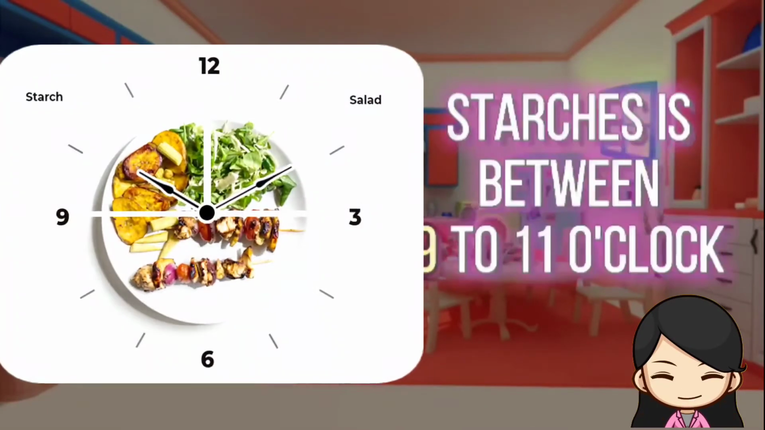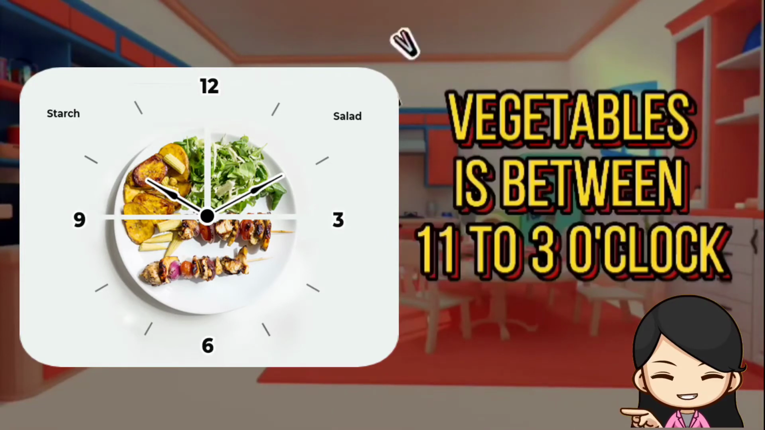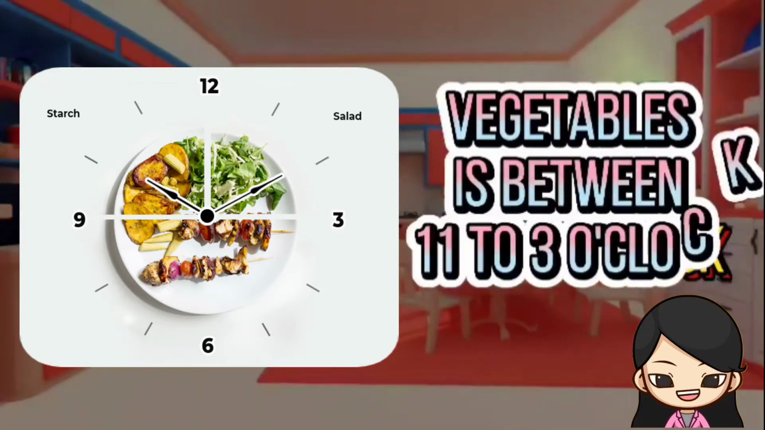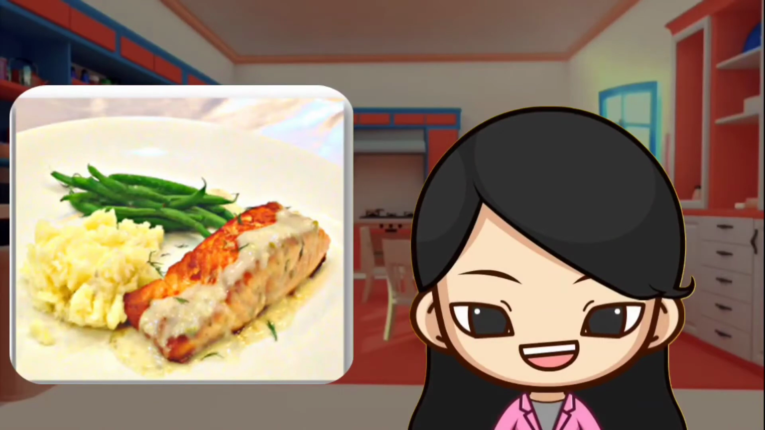And then the starches, which is the rice, the bread itself, go between the 9 to 11 o'clock. And then the vegetable itself, guys, should be between 11 to 3 o'clock. So you may follow that, guys, for you to be able to have the presentation itself be more beautiful.